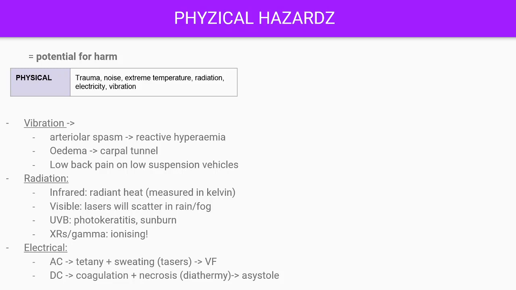And then your X-rays and your gamma rays and things are all ionizing. So electrical, you've got your AC, which is like a domestic current, and that can cause tetany and sweating. And that's what police use, like tasers. And it can also cause VF.